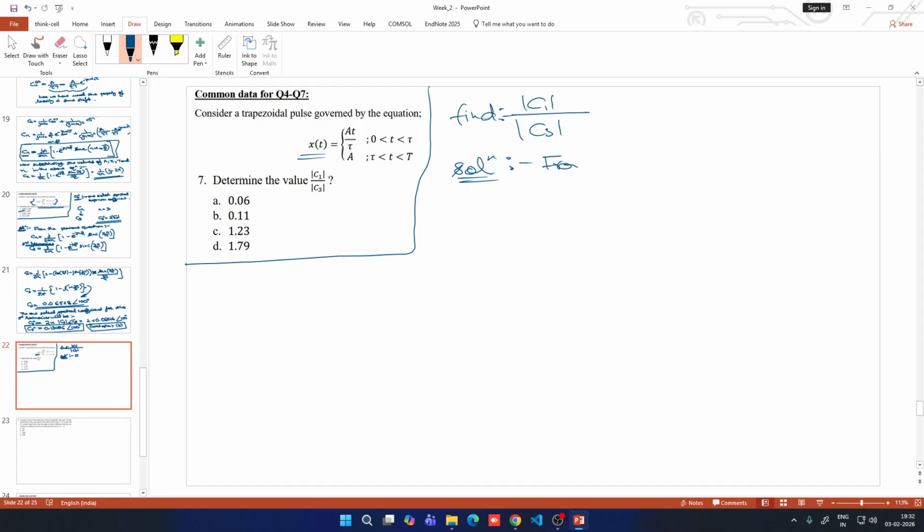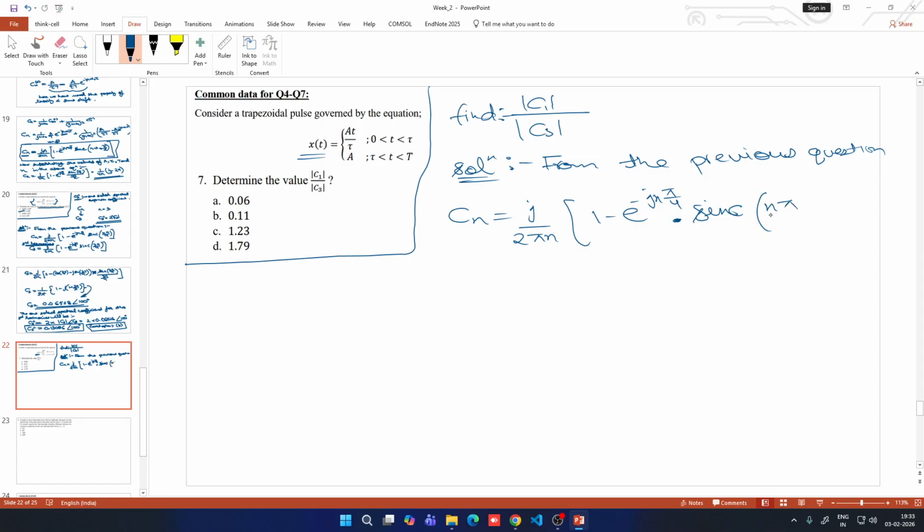So from the previous question, the Cn formula is, I'll just simply rewrite it, j by 2 n pi into 1 minus e to the power minus j n pi by 4 into sinc, multiplication sinc n pi by 4.